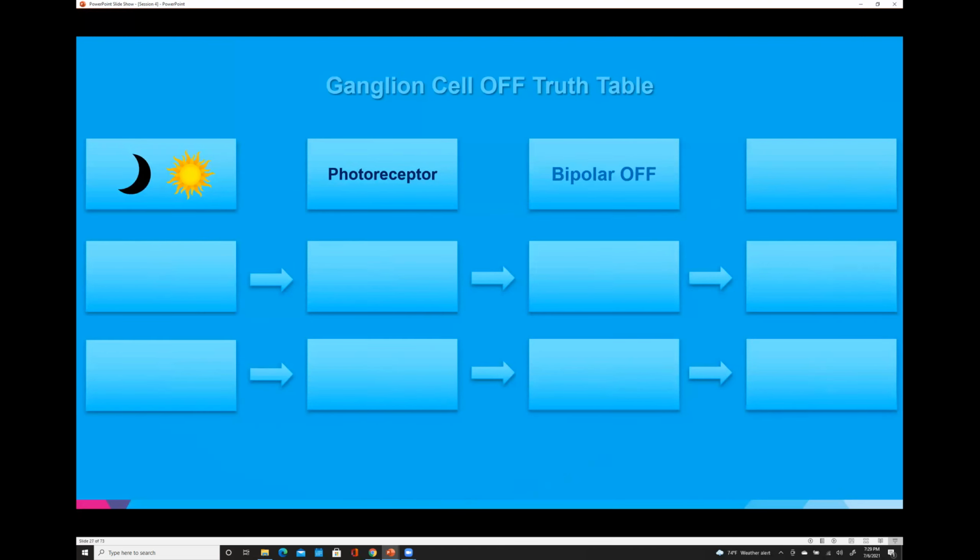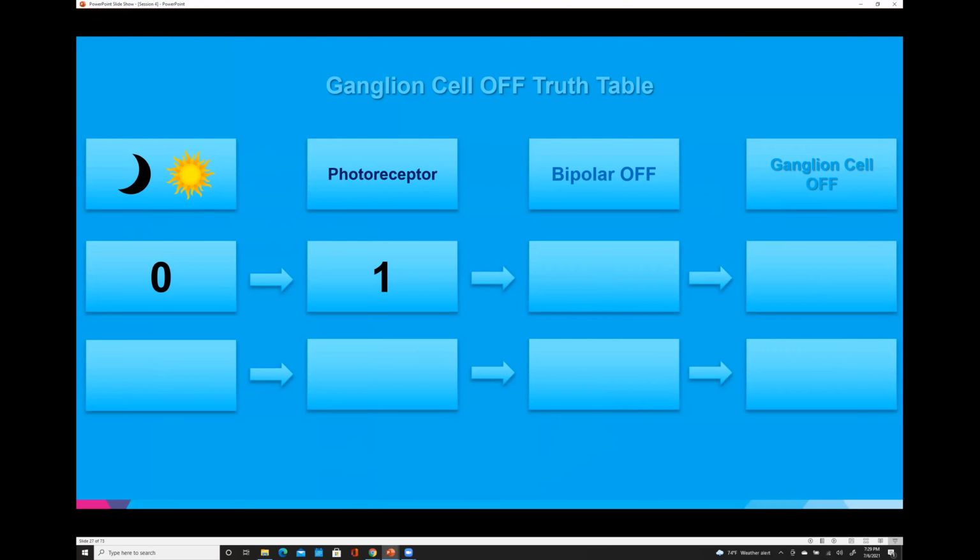Let's just rehash the point here so you don't forget. And this is also just to keep reminding you about the photoreceptor, so that's always helpful. So we're going to do the ganglion cell off here. If in a dark state, what's the photoreceptor? Active or inactive? Active. What about the bipolar off cell then in this case? Inactive. So let's think.